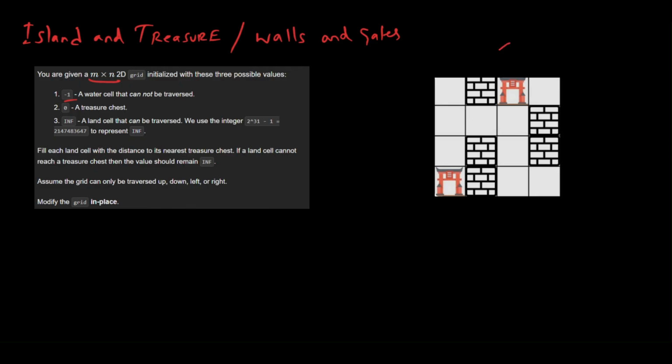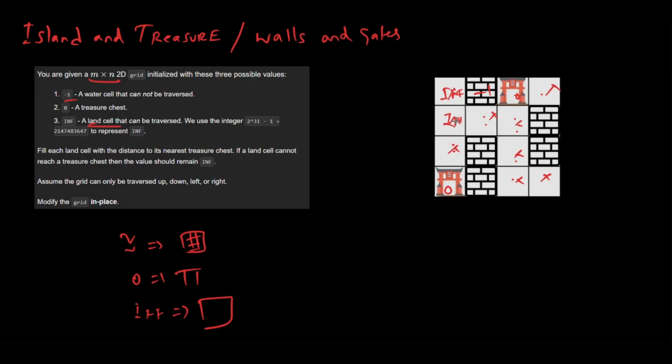Cool. We have a sample image, the example image over here. Let's assume the water is nothing but a rock or blocker or wall, whatever. So it's a wall, so I can give -1, and the treasure chests are nothing but the gates themselves. These are zeros, and the infinities are the land cells, the empty land cells. Everything, the white space, is nothing but infinity. Cool.